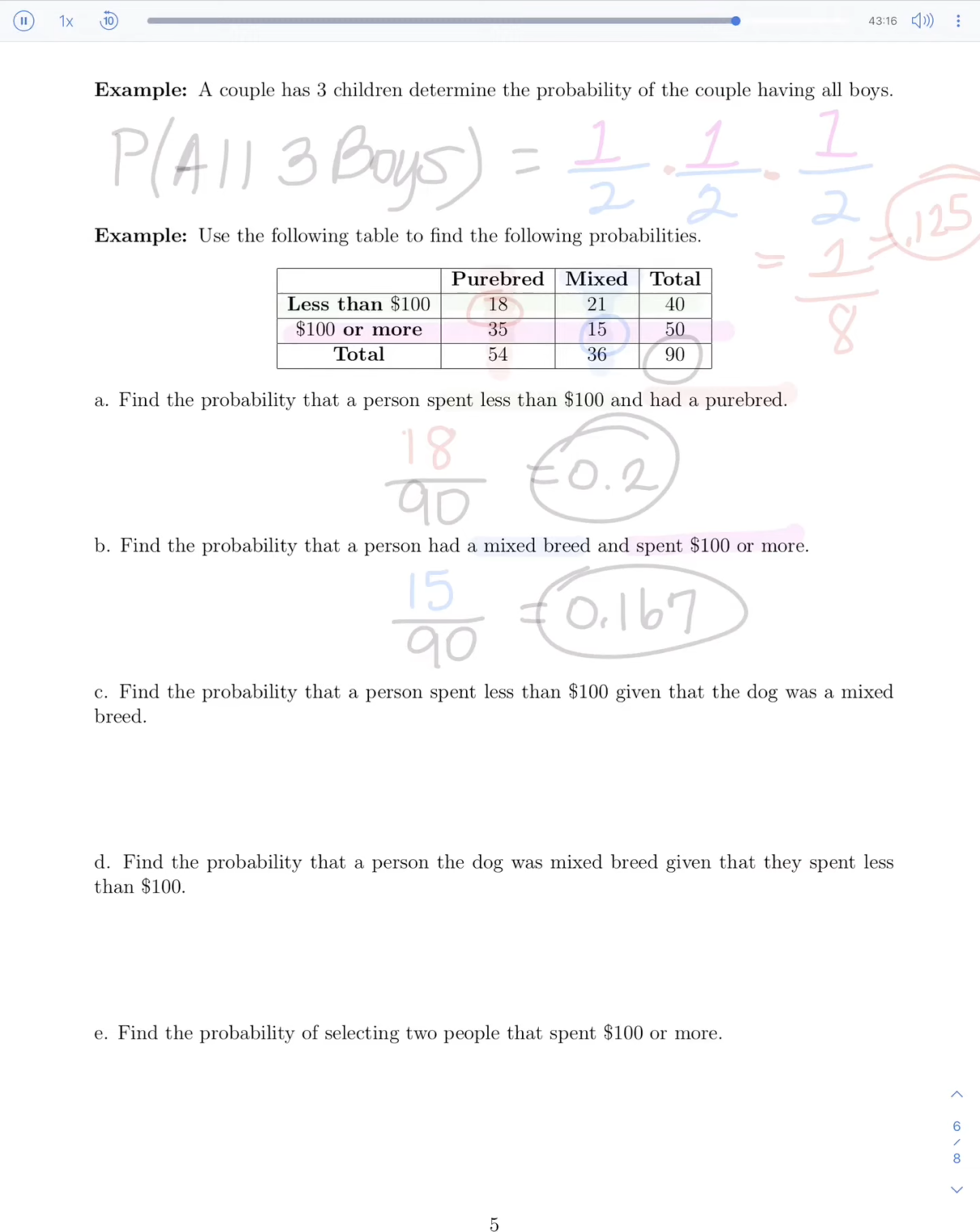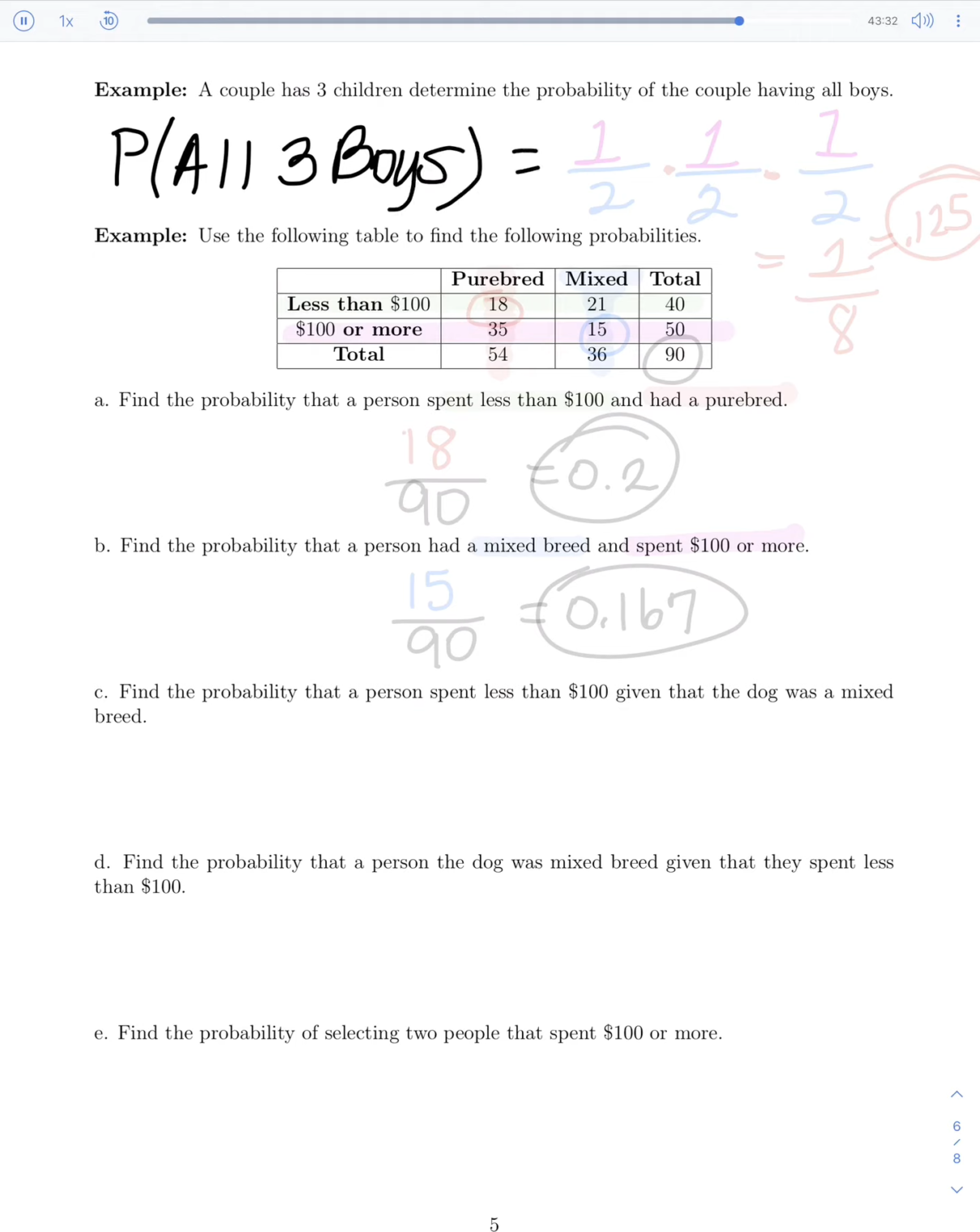Let's take a look at this next one. A couple has 3 children. Determine the probability of the couple having all 3 boys. So same idea all over again. So we want to find the probability of all 3 being boys.